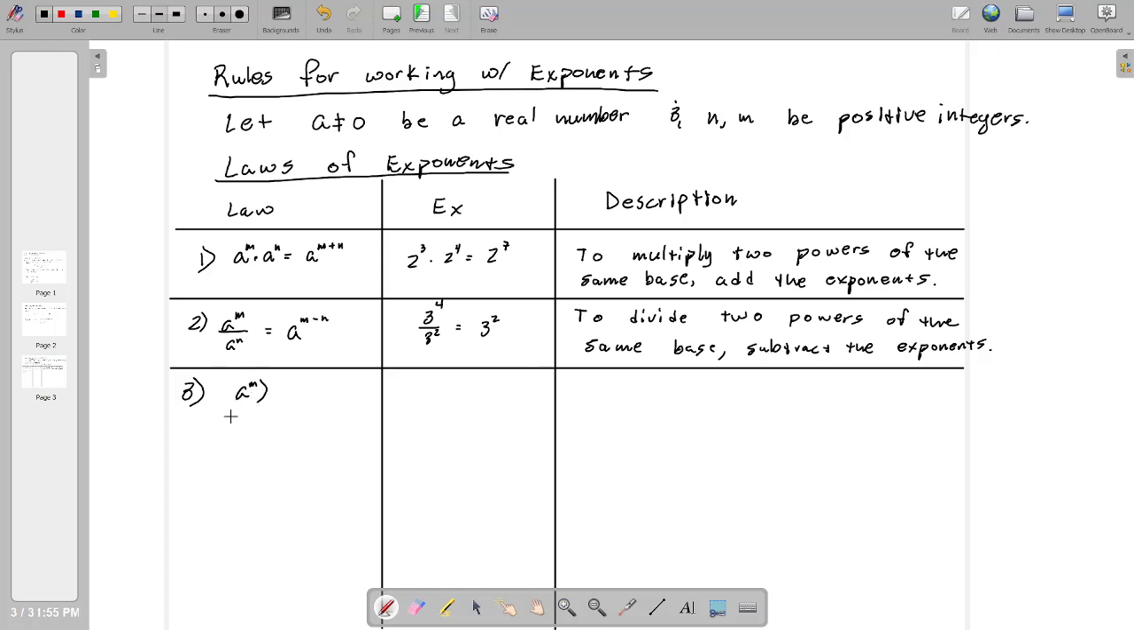Three, a to the m, to the nth power, equals a to the m times n. 4 squared, to the 3rd power, equals 4 to the 6th. To raise a power to a new power, multiply the exponents.